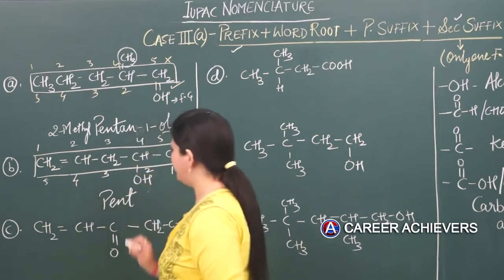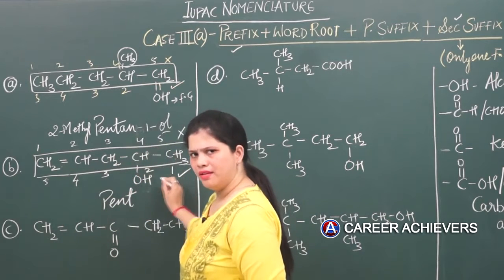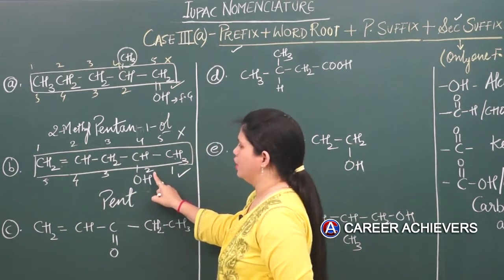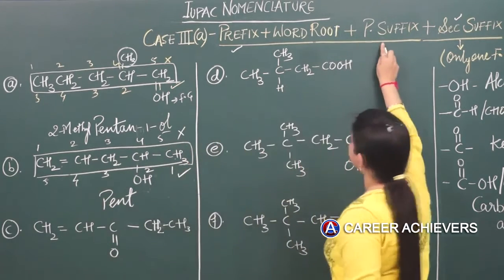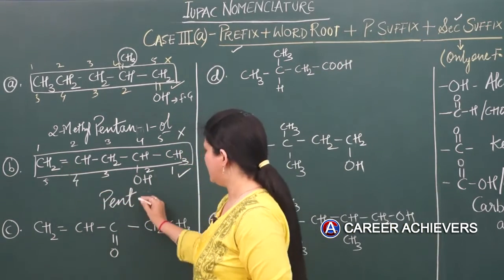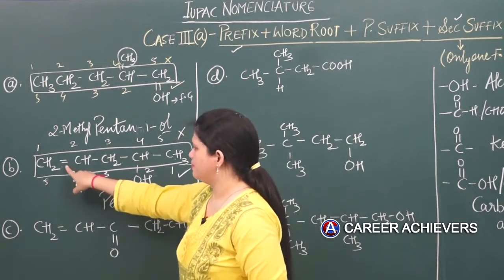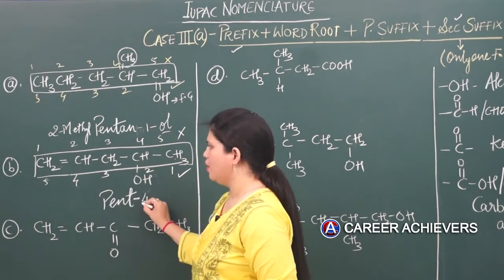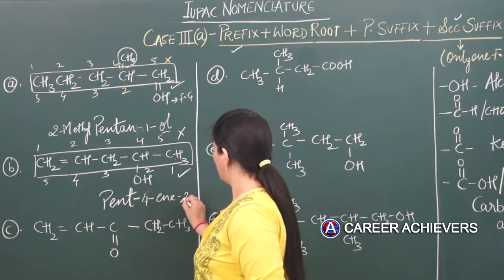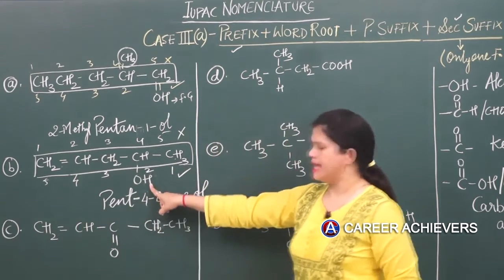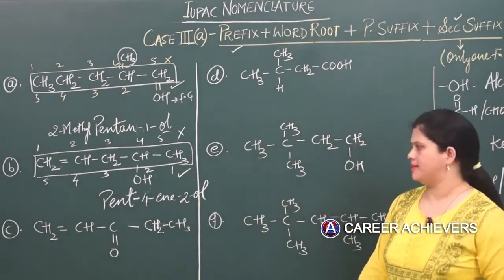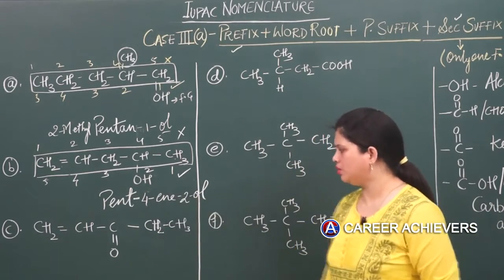The word root is pent. No methyl is there, right? So it means no prefix is there. Then after word root, what should come? Primary suffix. So here primary suffix is in the form of double bond. So you will be writing pent. Then what is the position of double bond according to the lower numbering? 4, so pent-4-en-2-ol. Because alcoholic functional group is there, so at the second carbon OL is there. It means alcohol is present. So this is the IUPAC name of this molecule.